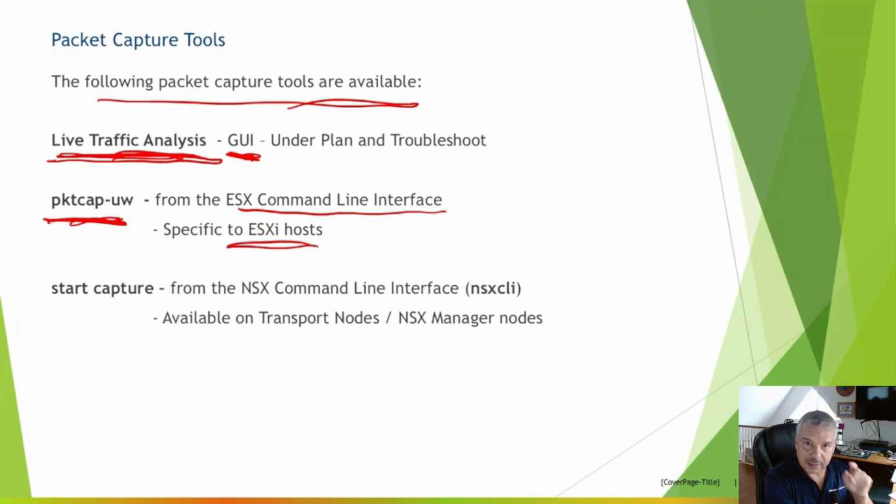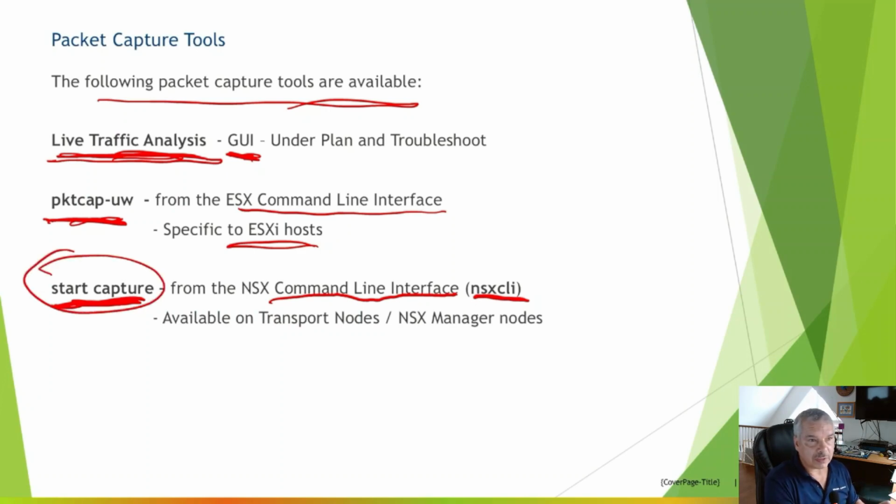Now, with NSX, when you prepare a host as a transport node, so your ESXi host, for example, or an edge or whatever, there is the start capture command. So this is available from the NSX command line interface, so the NSX CLI. So you need to execute the NSX CLI command first, then you have access to the start capture. This is actually a fairly easy command to use. It could actually display the captures live, or you could save it to a file.